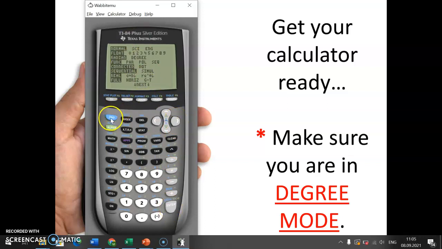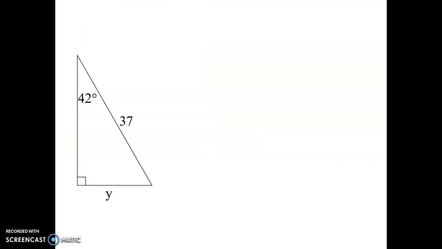Now to get out of this menu, I'm going to press second and then quit here. So now I'm in degree mode. Make sure you've done that as well. Okay, now that we are in degree mode, we can do some trig problems.